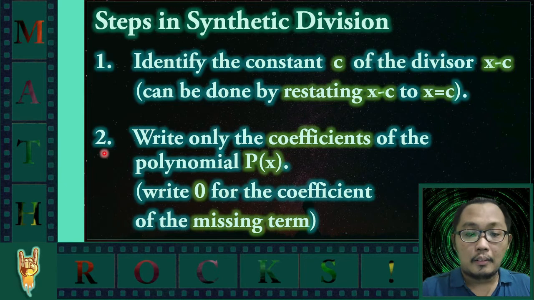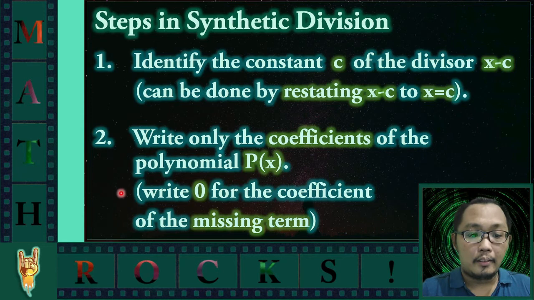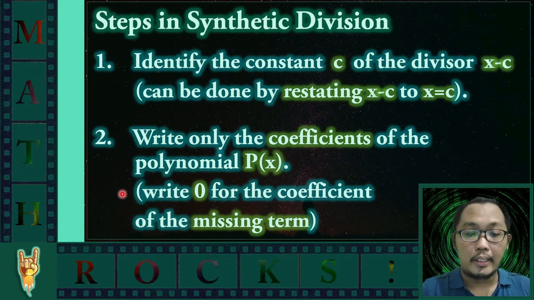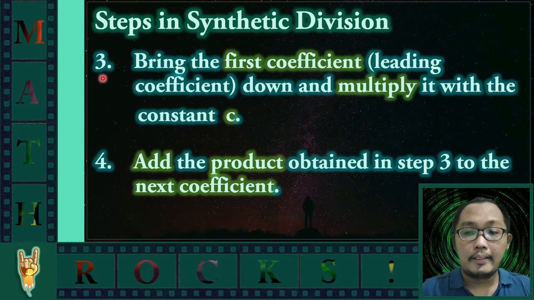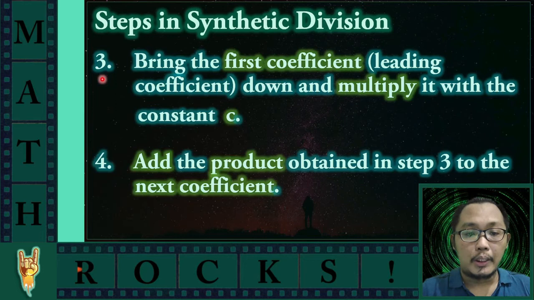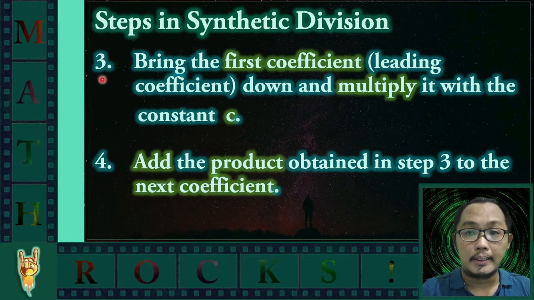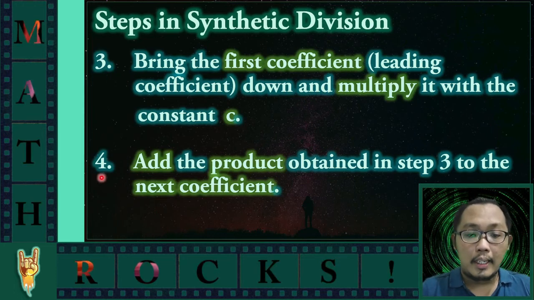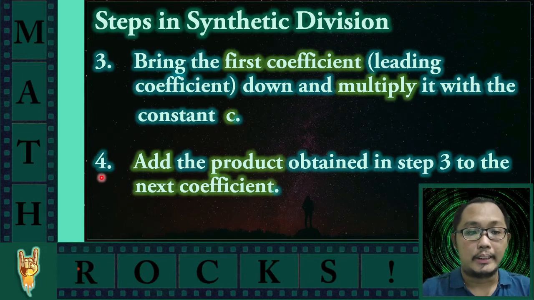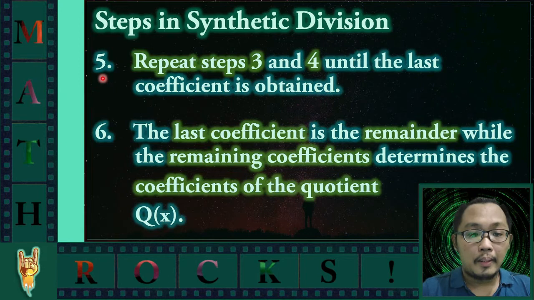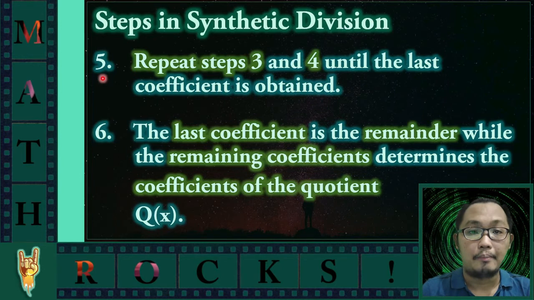Next, write only the coefficients of the polynomial p of x, and we should write a 0 for the coefficient of the missing term. For number 3, bring the first coefficient, or the leading coefficient, down and multiply it with the constant c. For number 4, add the product obtained in step 3 to the next coefficient. For number 5, repeat steps 3 and 4 until the last coefficient is obtained.